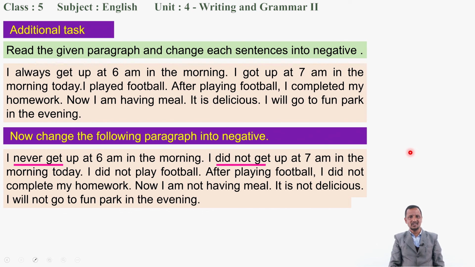And this one, did not get up. Here got up. Now did not get up. And did not play. Did not complete. Okay, dear students. And what is this? I'm having meal. Yes, I'm not having meal. And it is delicious. It is not delicious. I'll go to fun park in the evening. I'll not go to fun park in the evening. This is what? Additional task. Okay, now you have to do it yourself.